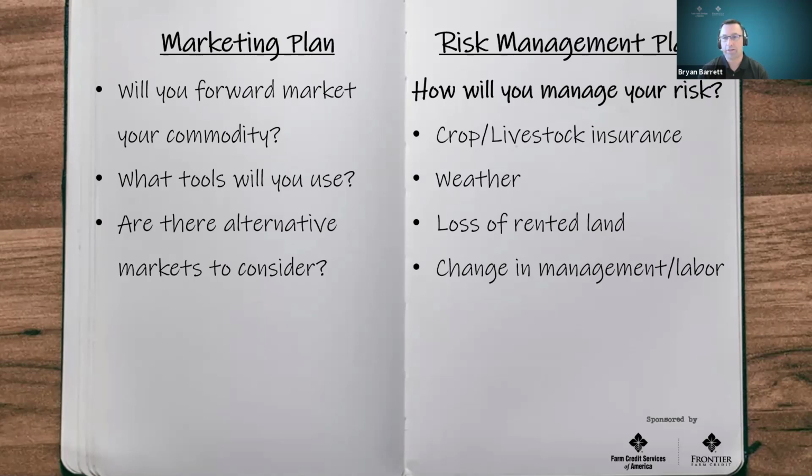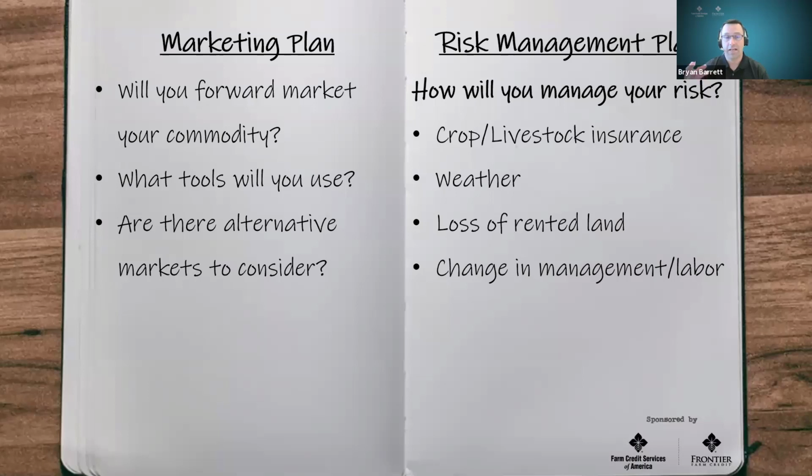Risk management plan is obviously very critical in agriculture. It's a capital intensive industry, so you've got to manage that risk as much as possible. Will you utilize crop or livestock insurance? What levels and types of insurance will you carry? How will you mitigate weather-related risks? What will you do if there's a loss of rented land? If your land base is primarily rented, how will you adjust for that? Another one that a lot of people don't think about is, what if there's a change in management or labor?